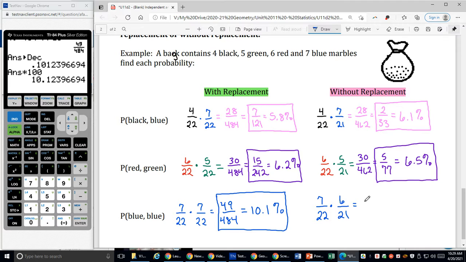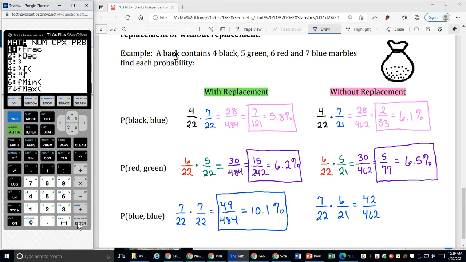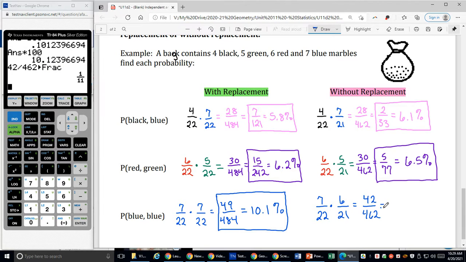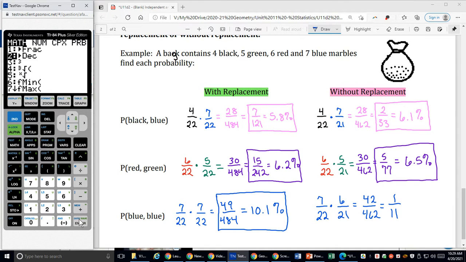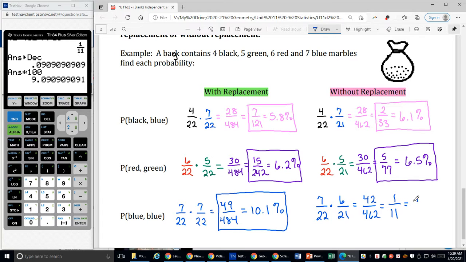Okay, so 7 times 6, that's 42. 22 times 21 is 462. 42 divided by 462. Math, give it to me as a fraction. 1 out of 11. 1 out of 11, math, give it to me as a decimal, times 100 is 9.1%. So we actually went down by a full percentage point when we're pulling out the same color and not putting the first one back. So that's kind of an interesting, it goes kind of counterintuitive to the inductive reasoning when we looked at the pattern.